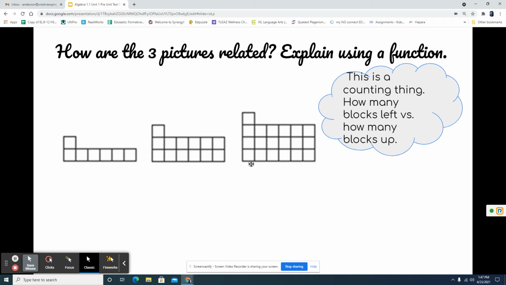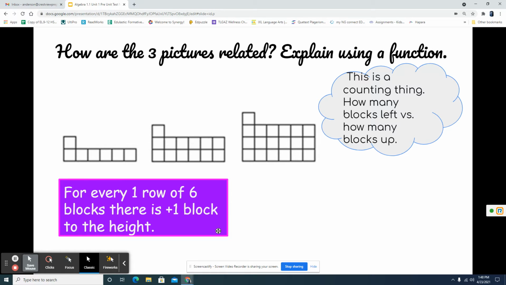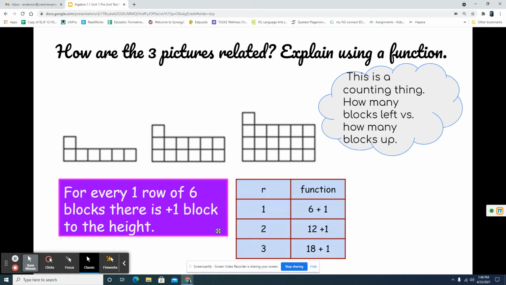And in our third picture, we still have 6 blocks, 3 rows of blocks, plus 1 more. So for every 1 row of 6 blocks, there is plus 1 block to the height. So for our rows, our function would be 6 plus 1. For our first picture, we have 1 row of 6, 1, 2, 3, 4, 5, 6, plus 1 additional block.